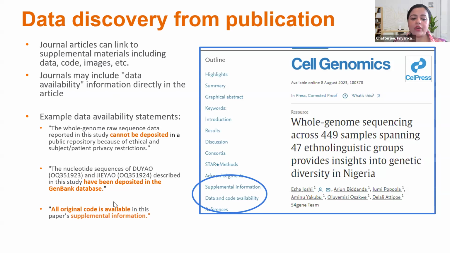You can have different statements. For example, the whole genome raw sequence data reported in this study cannot be deposited, or it has been deposited in the GenBank database, or original code is available in this paper's supplemental information. These are different examples of how data availability statements are recorded along with your research publication. This is an example from Cell Press, where we have the publication and then details of data and code availability and supplemental information.